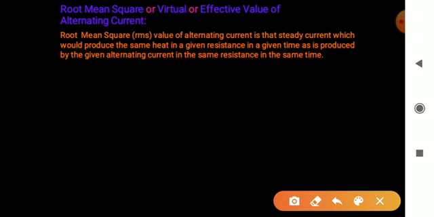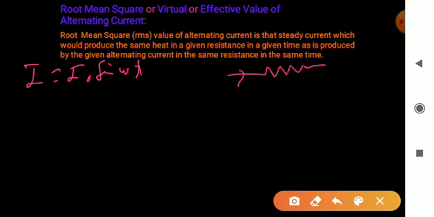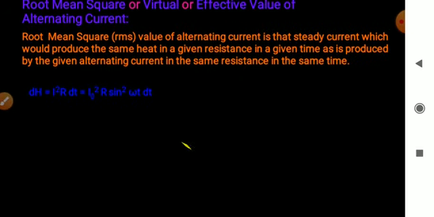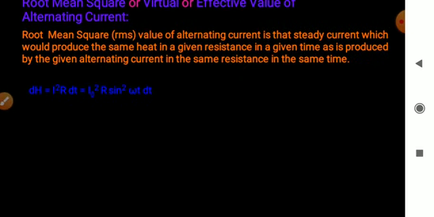So we have current I equal to I naught sin omega t flowing through a resistor R at any time for a time interval dt. So heat produced is given by dH equal to I squared R dt, and we have I equal to I naught sin omega t. So we can write I naught squared R sin squared omega t.